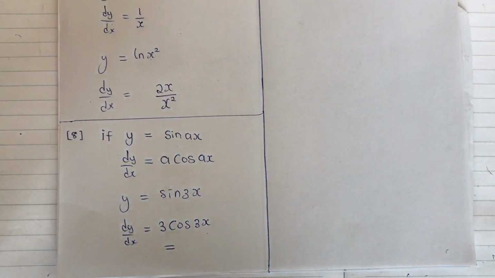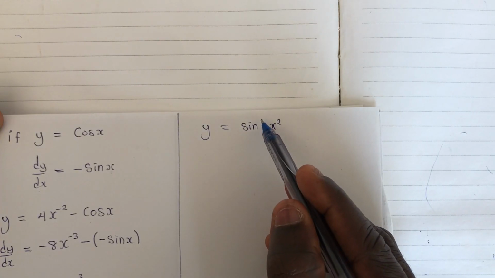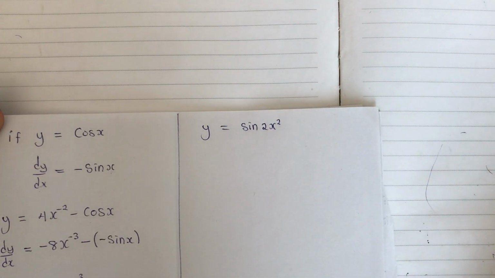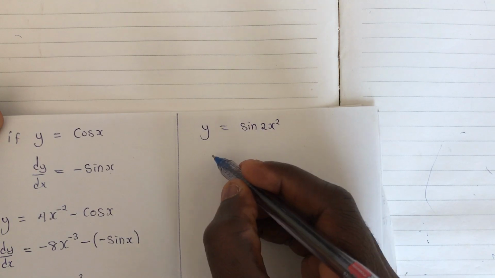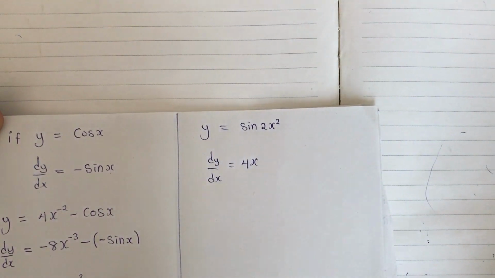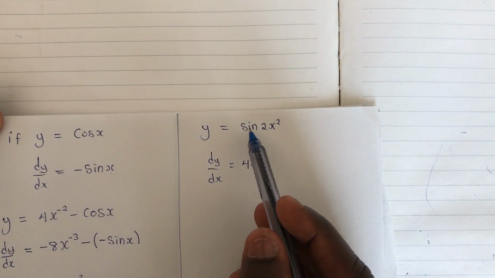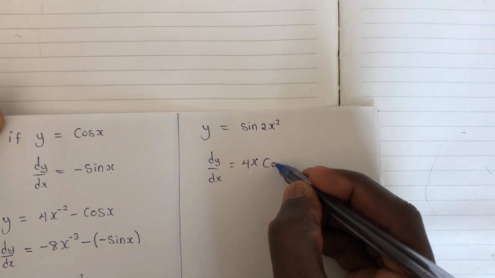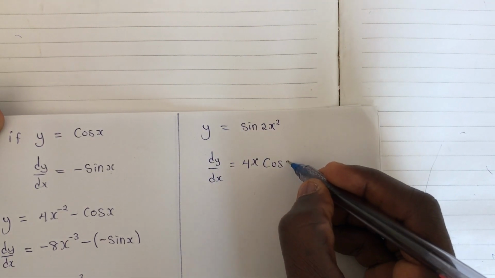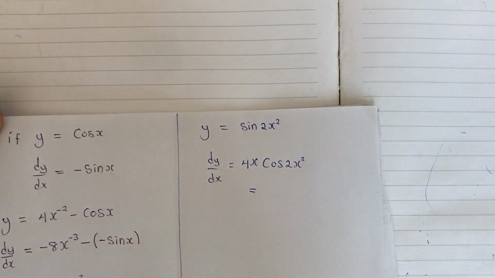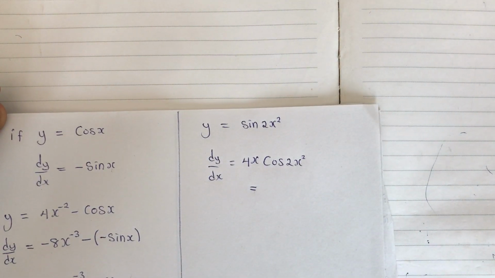So now let me take the next example. Differentiate 2x squared that you have here. The result is 4x. So now bring your 4x outside. I have my 4x. Hold on, multiply it by the differential of sine. Differential of sine is cos. So 4x cos the same 2x squared. And this will be your final result.